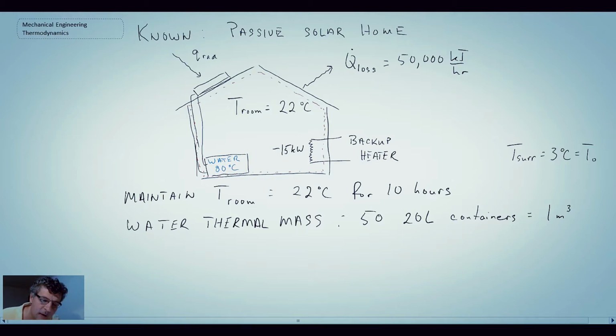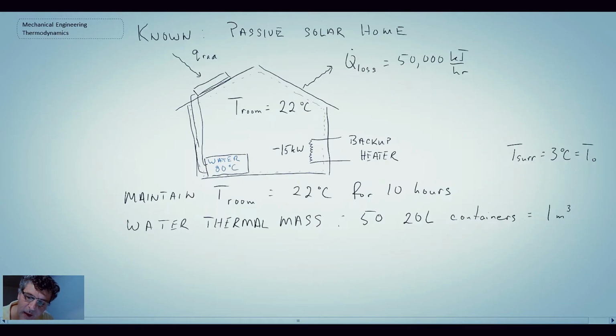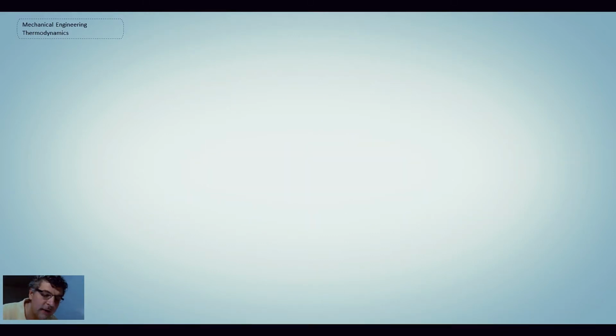So the things that we're trying to find are how long the heating system comes on, exergy destruction, and minimum work input required, which we saw outlined at the bottom of the question statement. With that, we're going to go into our analysis for this problem, and we're going to start with the first part. Let's first determine how much water we have. We know that we have 1 cubic meter, but let's compute the mass of water.